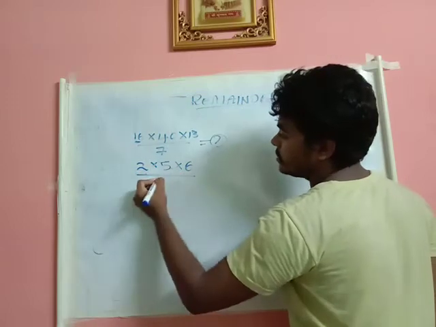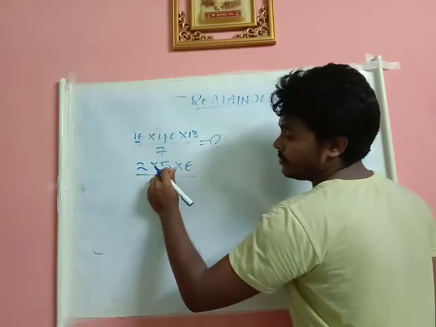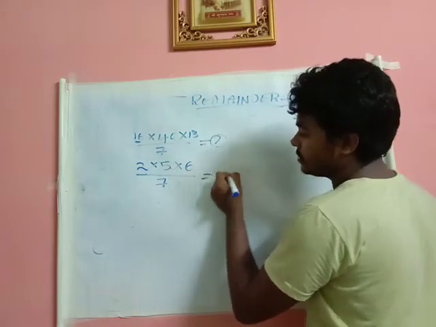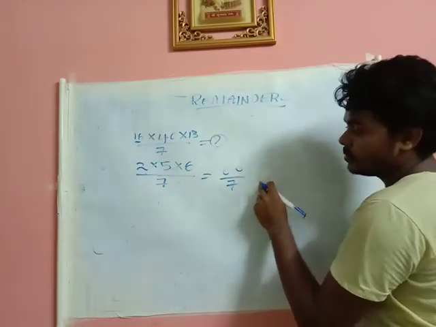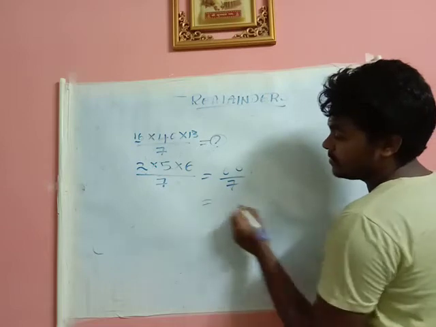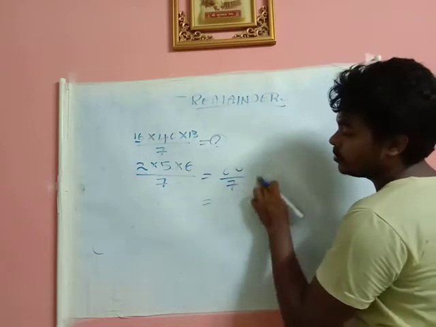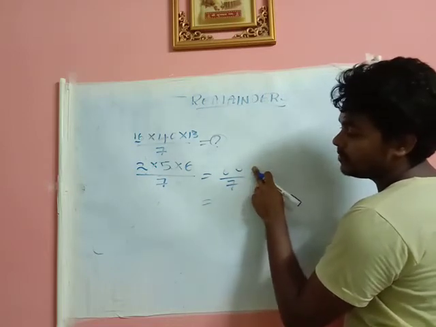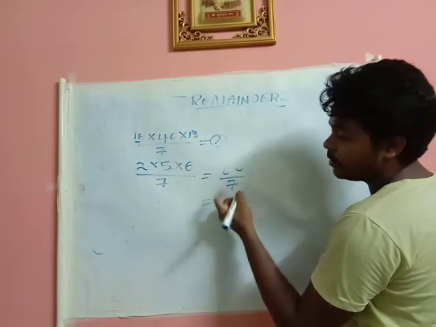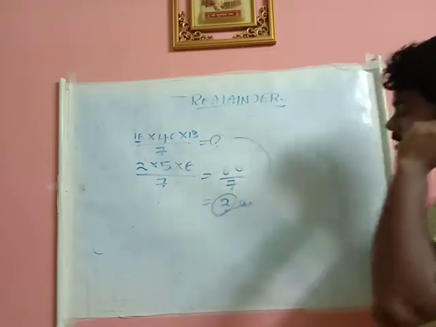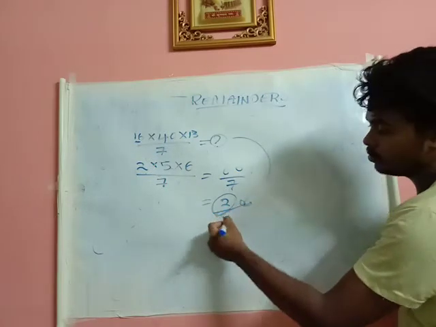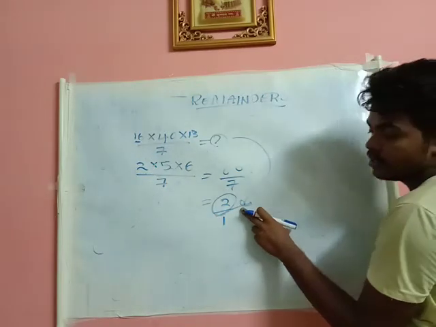Now you multiply the remainders and divide by 7. What is 2 into 5? 10. 10 into 6? 60. Now you see whether 60 is divisible by 7. So what is 60 by 7? 7 8s are 56. So what is the remainder? 2. So the remainder of this is 2. Right? Understood?